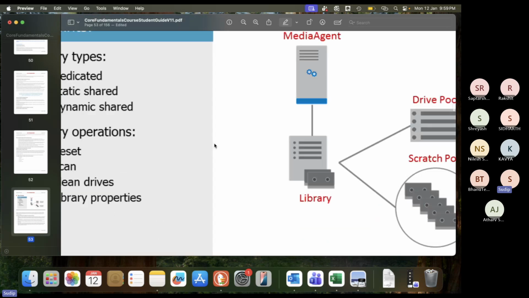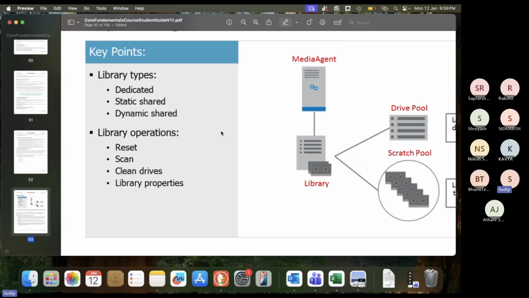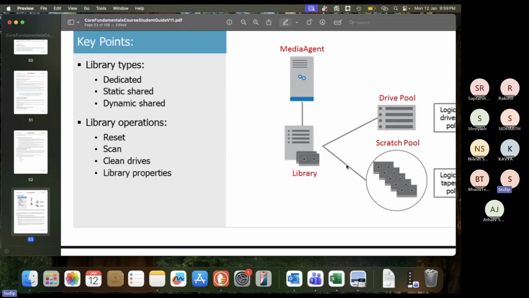And then you have dynamic shared also. You can have a kind of a switch in between. All the drives of the tape library are connected to the switch, and on the other side, you have all the media agents. Whichever drive is free, the media agent which wants to write to tape will pick up that drive and start writing to it. So that's called dynamic shared. Like this, multiple kinds of tape drive configurations are possible.